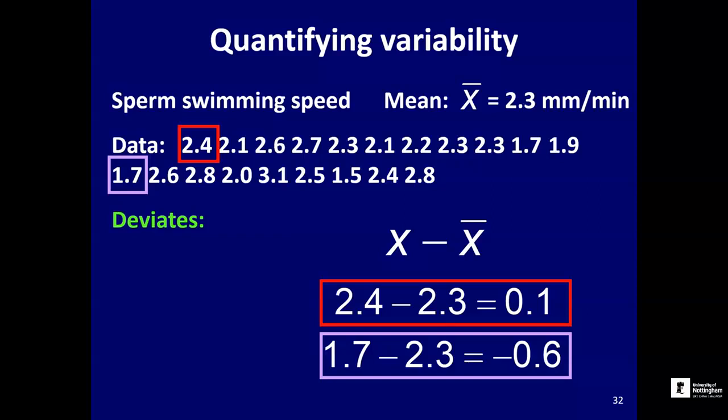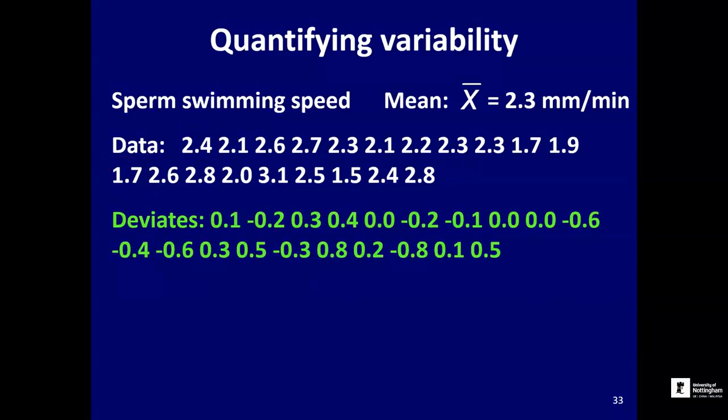And you can instantly see here that the deviates have two bits of information embedded in them. One is the size of the deviate, the magnitude of the deviate, tells you how far away the data point is from the mean. And the sign, whether it's negative or positive, tells you whether the data point is bigger or smaller than the mean. And that's going to turn out to be important in a moment, because we can go through the whole data set and we can calculate the deviates, and that tells us something about the variability in the data set.